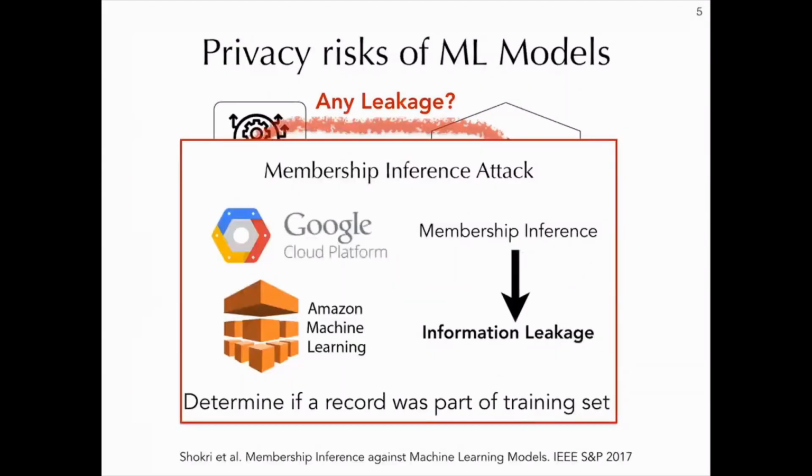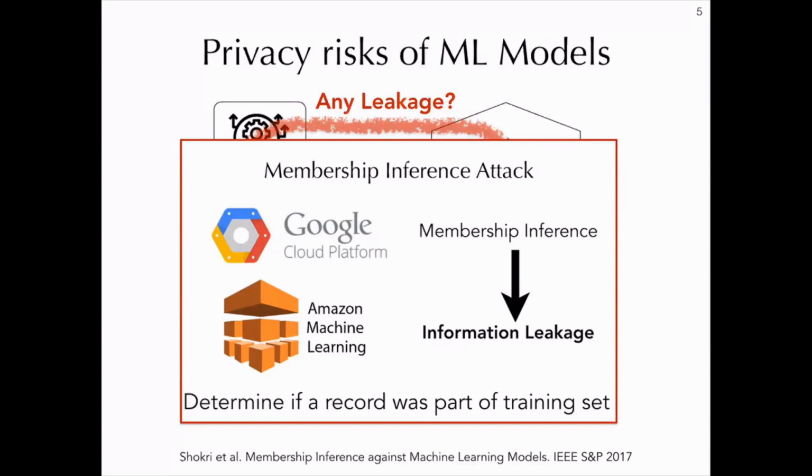Past work has shown that it is possible to infer information about the training data just by observing the predictions of a machine learning model. In a membership inference attack, the attacker infers if a particular record was present in the training set. These attacks were tested against machine learning as a service platforms offered by both Google and Amazon, and they achieved a significantly high accuracy.